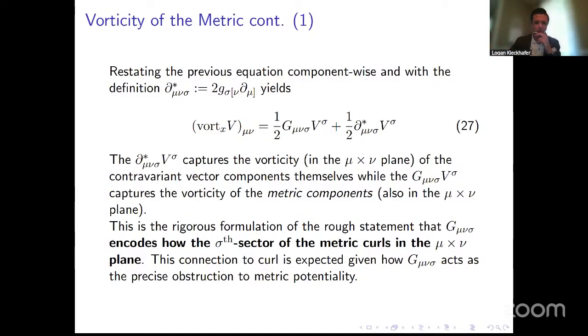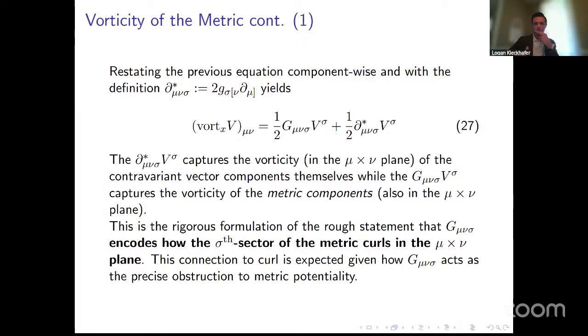Effectively, what's happening is capital G is encoding how the metric is curling in the mu nu plane, and the other term is encoding how the vector field itself is curling in the mu nu plane. And we need both when we talk about the vorticity of the vector field, because to talk about the line integral in the first place from the previous slide, we have to lower the vector field with the metric first.